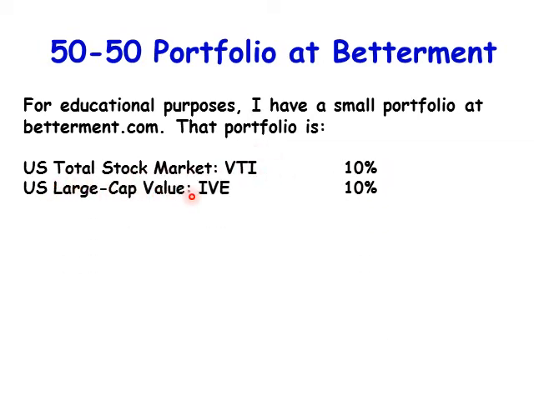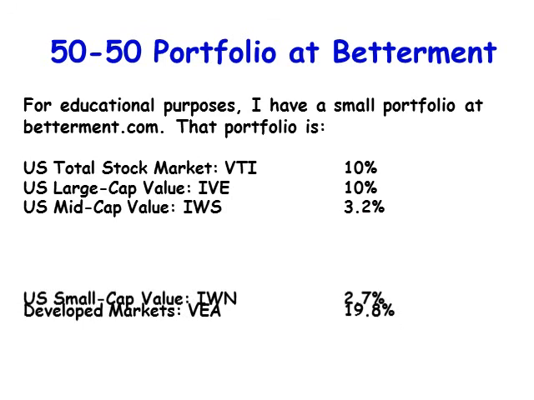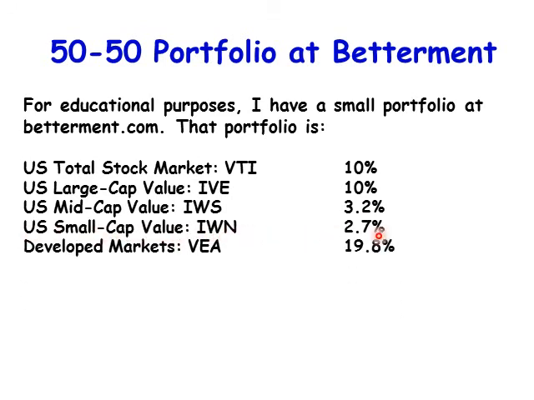First thing is I'm an active portfolio type person, and this is a passive portfolio. I do have a small portfolio at Betterment.com, and that portfolio consists of ETFs. Betterment.com uses ETFs. US total stock market VTI is 10%. US large cap value fund, IVE, is 10%. US mid cap value fund is 3.2%. US small cap value is 2.7%, developed markets, this is international, is 19.8%, and emerging markets 4.2%.